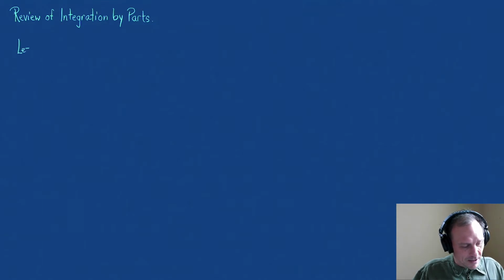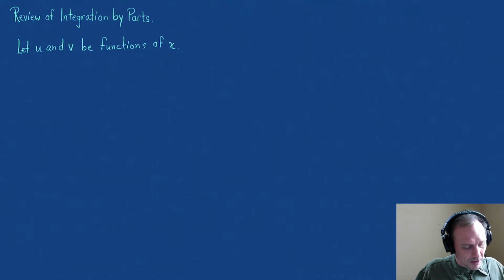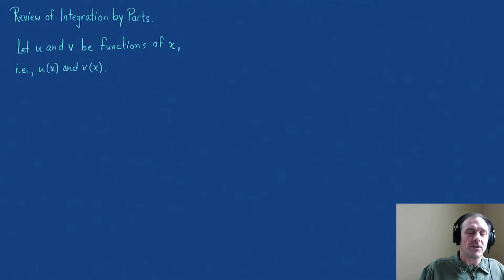Let u and v, and you could have used f and g, but it's traditionally written with u and v. So let u and v be functions of x. So you could really think of them as, i.e., u of x and v of x. However, they are often just left as u and v. And the idea is this.